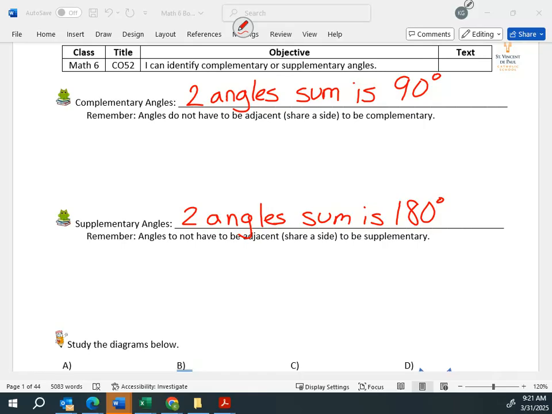Two angles. So you just need to be able to add angles together to see if they equal 90 degrees or 180 degrees, to know if they are complementary or supplementary or neither.